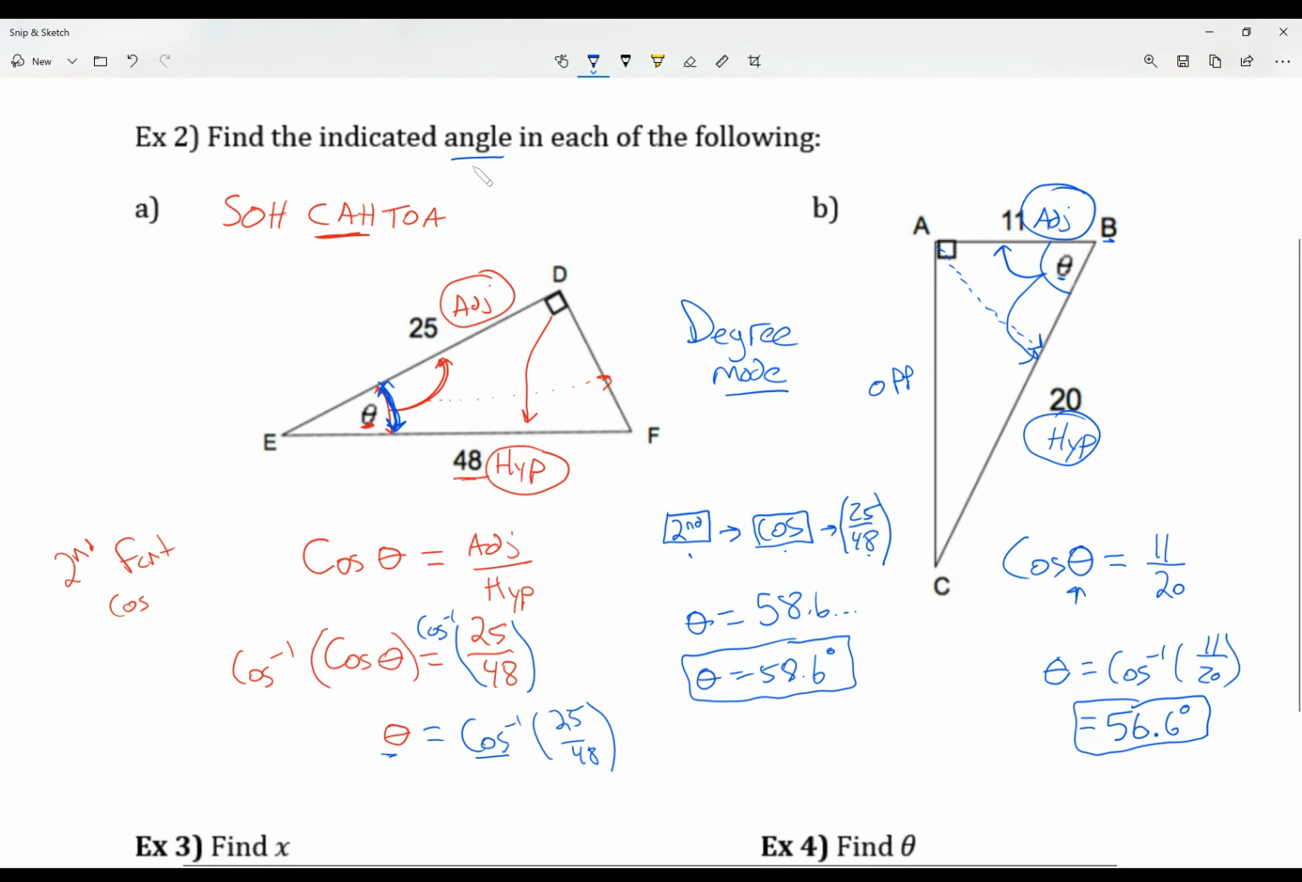So in any question that says find the indicated angle, that's what you have to do. You use your ratios, SOHCAHTOA here, but instead of using just the regular cos or the regular sine, you use the second function cos or the second function sine. I hope that makes sense.